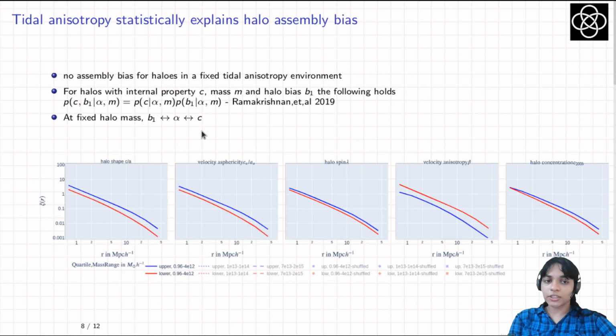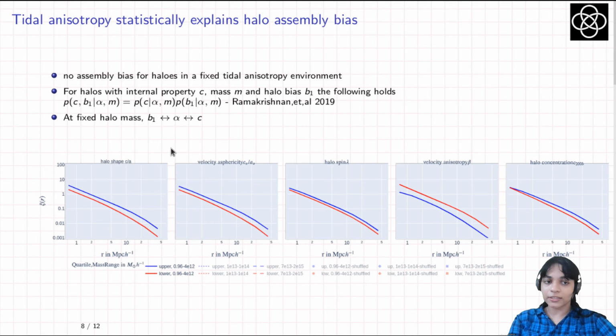So a probability distribution of the halo property that preserves its correlation with the tidal anisotropy should be sufficient to recover any correlation it has with bias. This is what we would like to test.